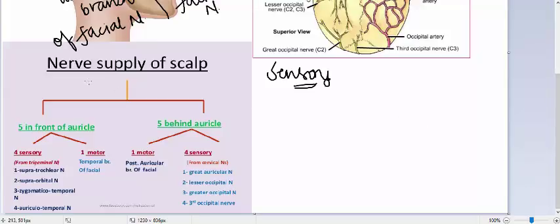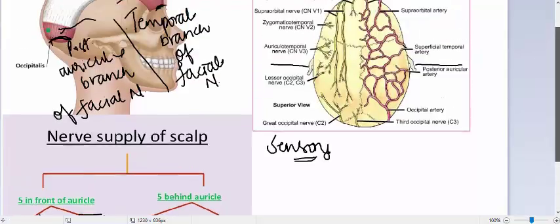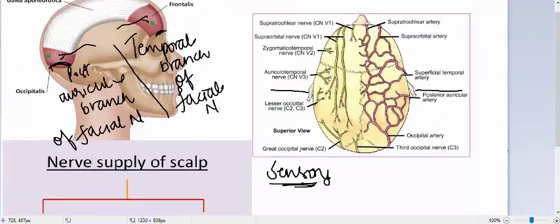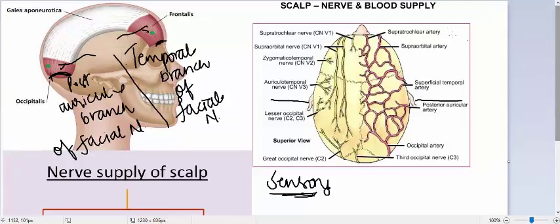But nerve supply is basically divided into sensory and motor. So this diagram shows sensory nerve supply and the normal blood supply. Why I have shown you the nerve supply and blood supply simultaneously is, if you see clearly, the names of the nerves and arteries overlap with each other. And arteries and veins names are the same, so I didn't keep the veins name separately.